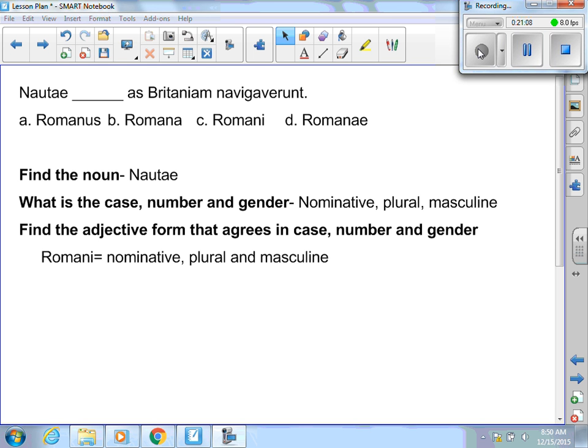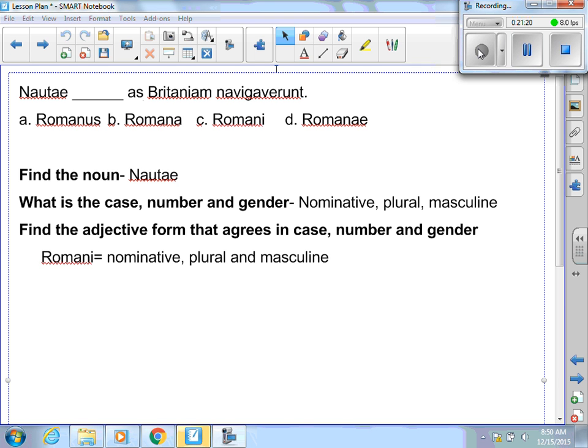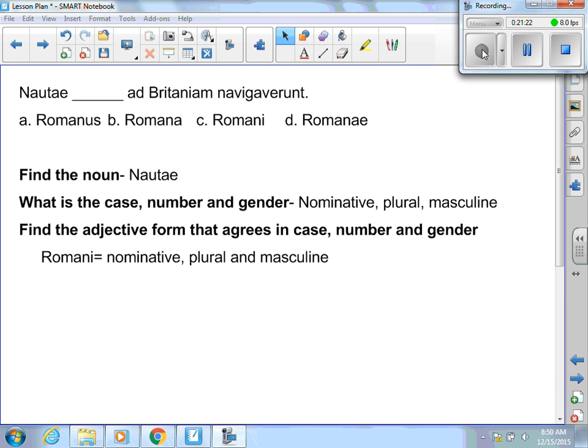The first one here is, which adjective should I choose to go with nauta? First thing I'm going to do is find the noun that I want the adjective to modify. Nauta is the noun that I'm looking for the adjective to modify. What is the case, number and gender of that noun? Nauta is nominative, plural, and masculine. Remember that first declension is usually feminine, but in this case, because it's an occupation, it is masculine. So it's nominative, plural, and masculine.